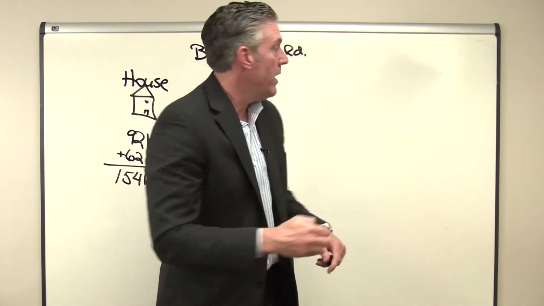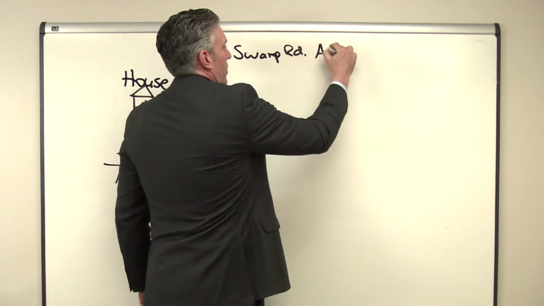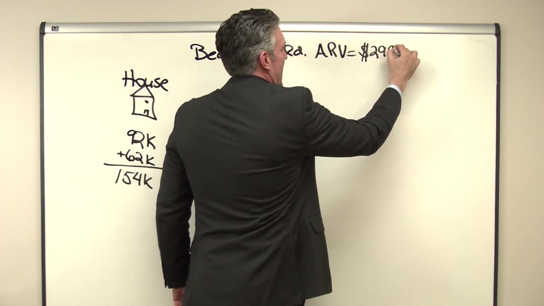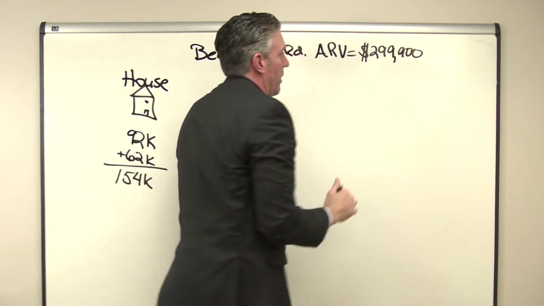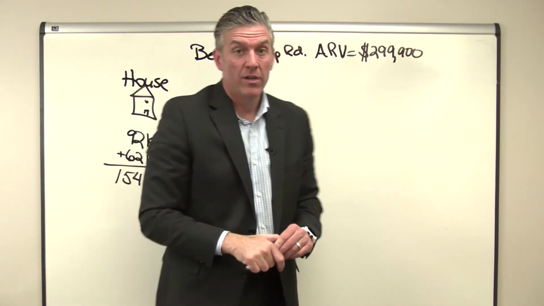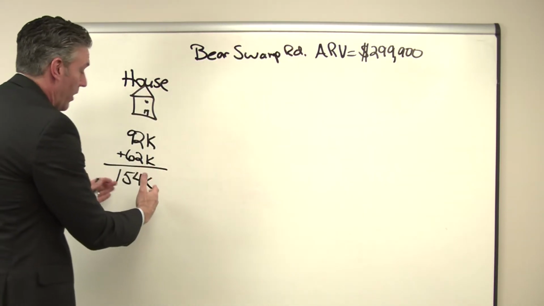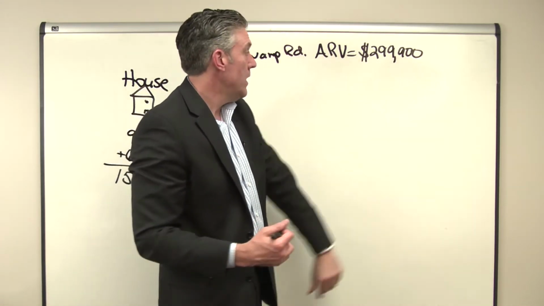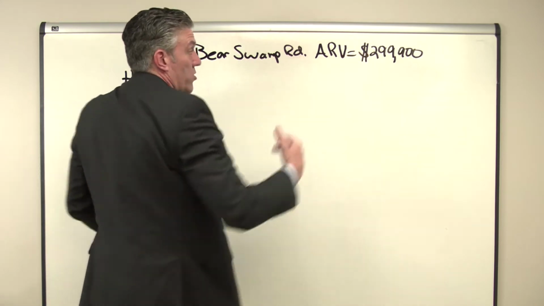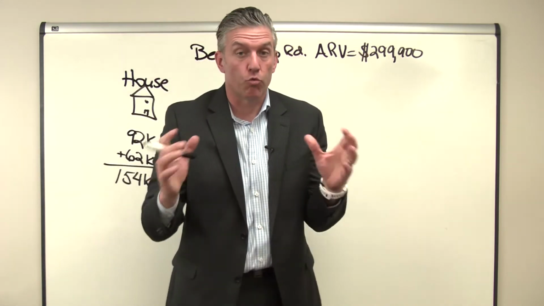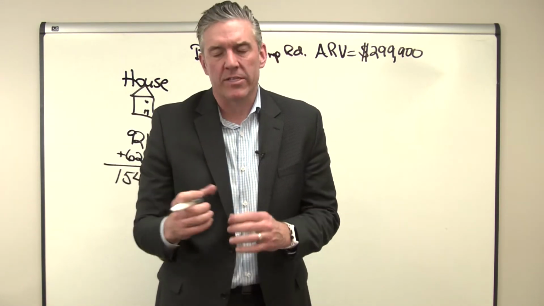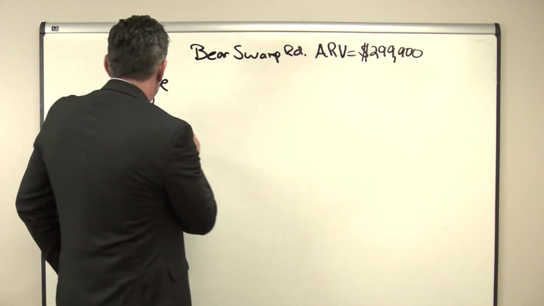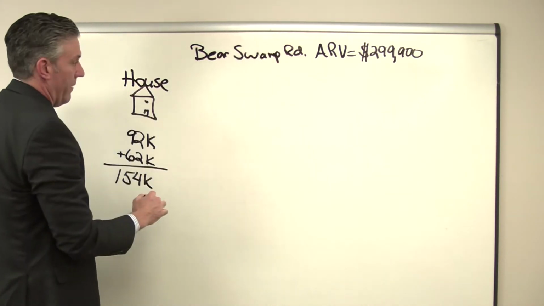And the reason why is the after repaired value is $299,000. That's what we're gonna list it for. We're gonna be into it for $154,000. We're gonna sell it for $299,000. That's pretty ridiculous, right? So we're looking at almost $140,000 of gross profit, minus financing costs, minus realtor commissions. It's over 100 grand. So these are the numbers of what we're looking at.